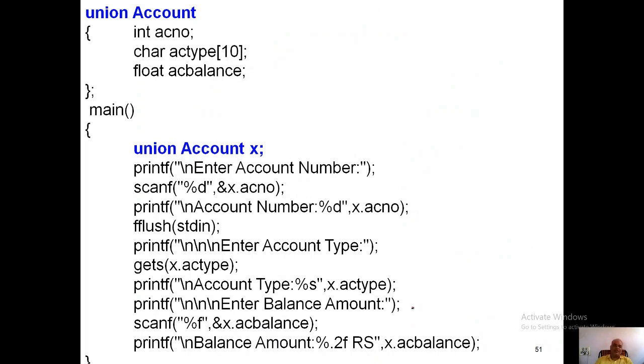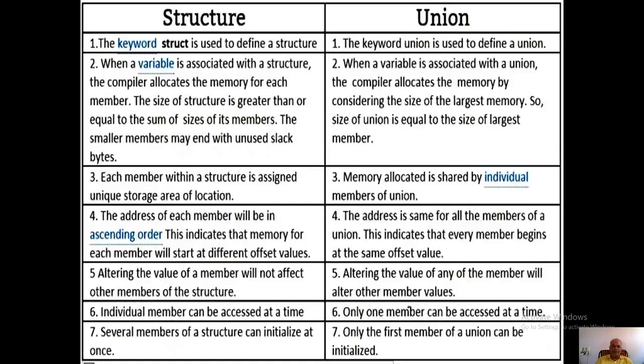The simple example of union is similar to the structure only. Same program, instead of struct, here we are using union. So these are the key differences between structure and union. The keyword struct is used to define the structure. Similarly, the keyword union is used to define a union.